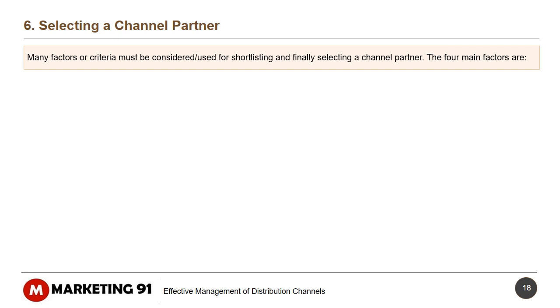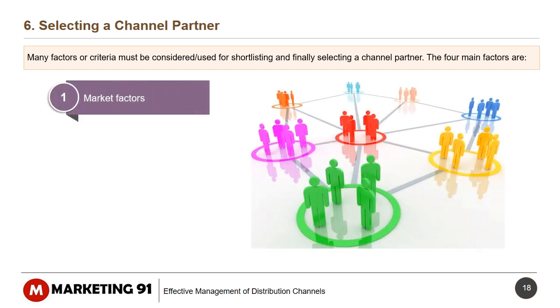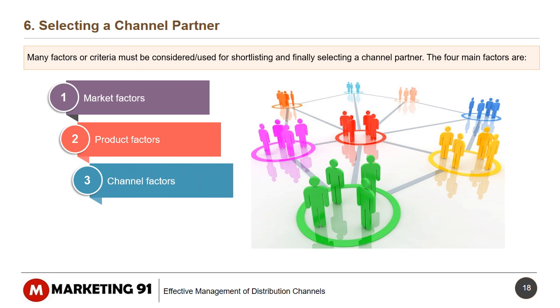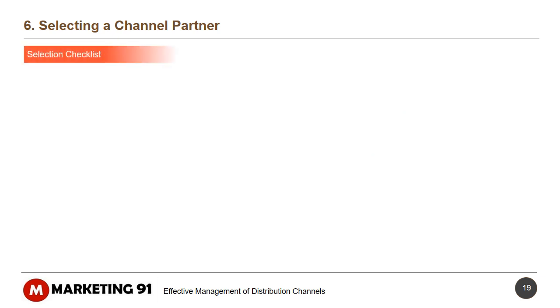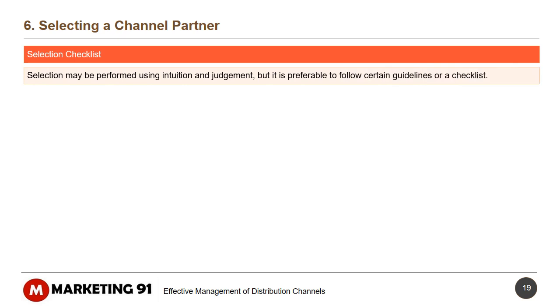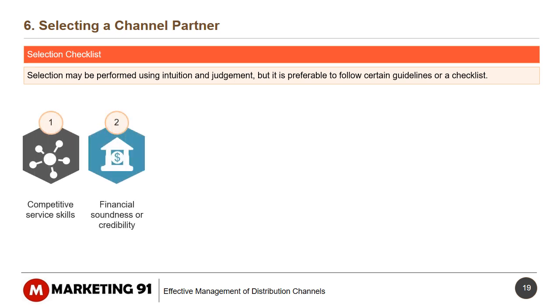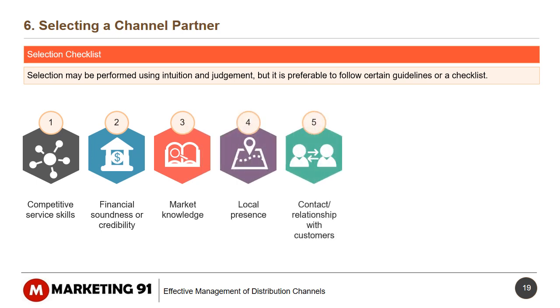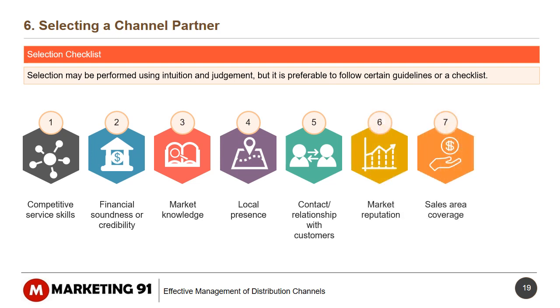Many factors or criteria must be considered or used for shortlisting and finally selecting a channel partner. The four main factors are market factors, product factors, channel factors, and SWOT analysis. Selection checklist. Selection may be performed using intuition and judgment, but it is preferable to follow certain guidelines or a checklist. Competitive service skills, financial soundness or credibility, market knowledge, local presence, contact or relationship with customers, market reputation, sales area coverage, and selling skills and competence.